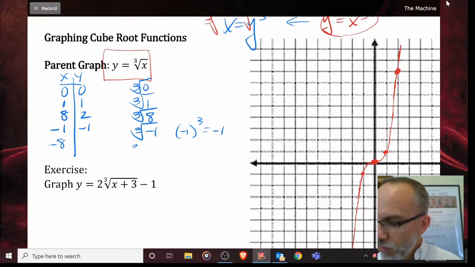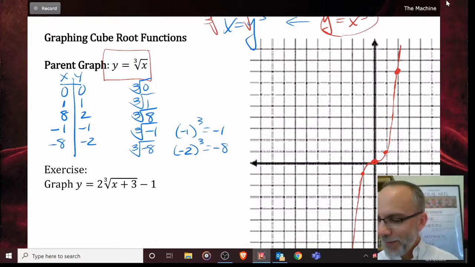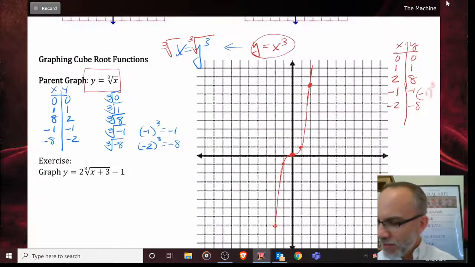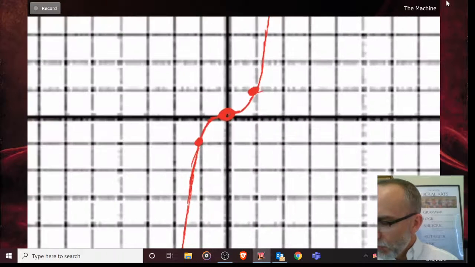How about negative 8? You can't cube root a negative 8, Mr. Marsh. Wrong. This is asking you what cubed is equal to negative 8. Negative 2. So if I were to plot these points now, it would look like this.